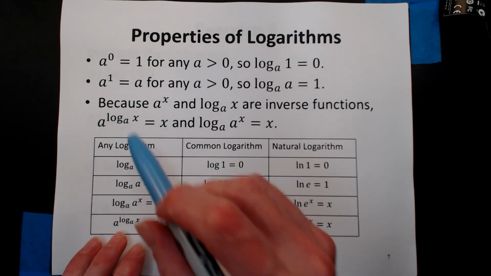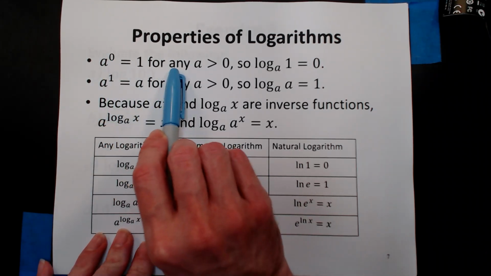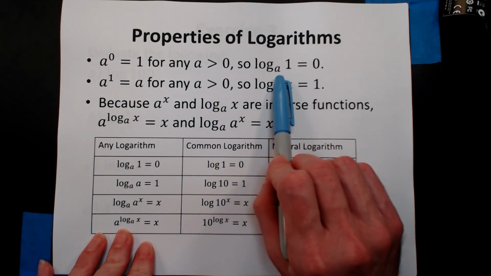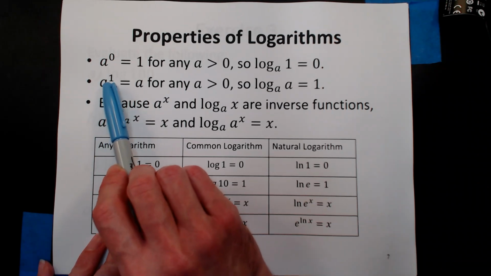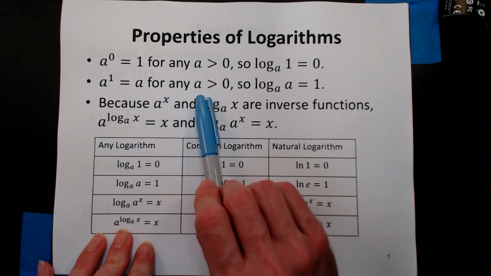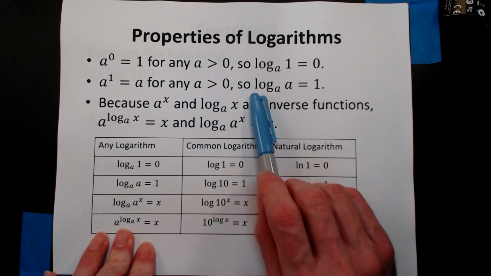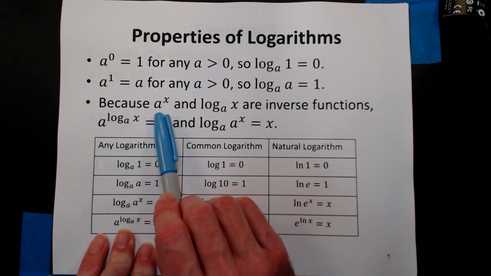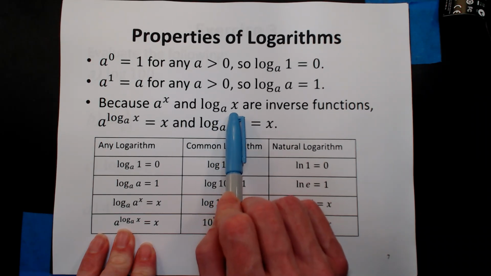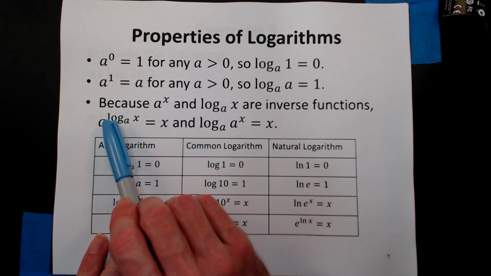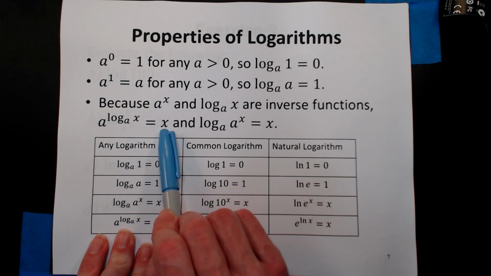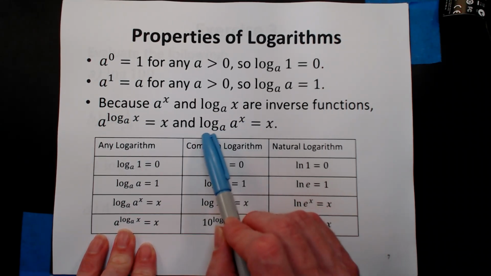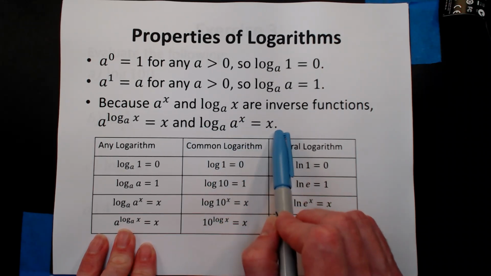So here are some properties of logarithms. A to the 0 power equals 1 for any value of a greater than 0, so log base a of 1 is equal to 0. And a to the first power equals a for any a greater than 0, so log base a of a is equal to 1. This is because a to the x and log base a of x are inverse functions, so a to the log base a of x is equal to x, like we said before, and log base a of a to the x is equal to x.